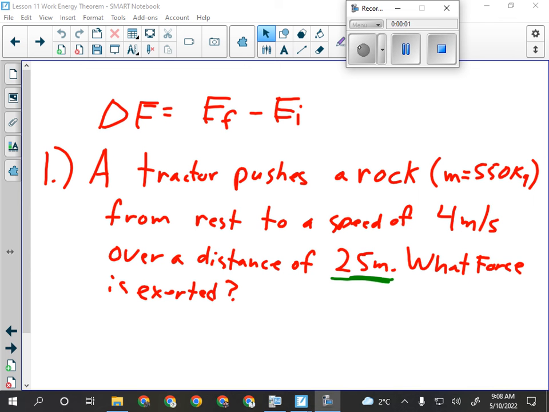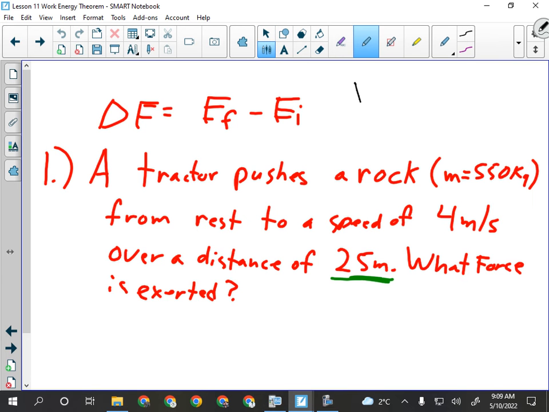So yesterday we kind of introduced this idea of the work energy theorem. Okay, so just as a quick review here, work is a change in mechanical energy. For us in Science 10, that's going to mean either a change in potential energy or a change in kinetic energy, but never both. Okay?